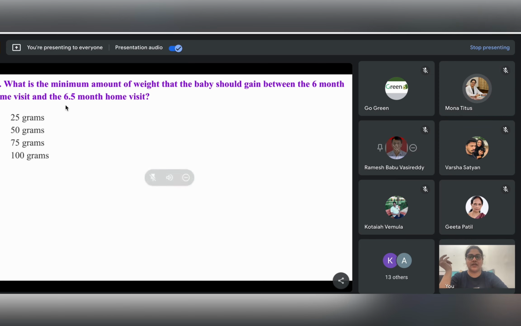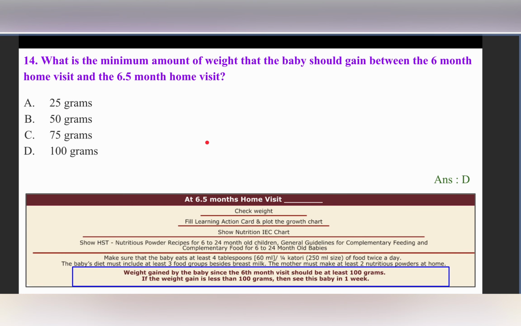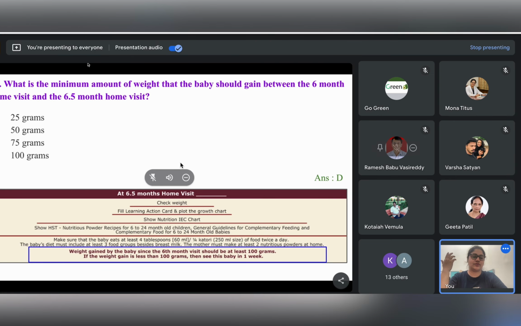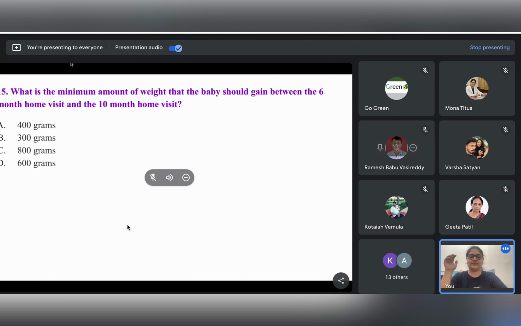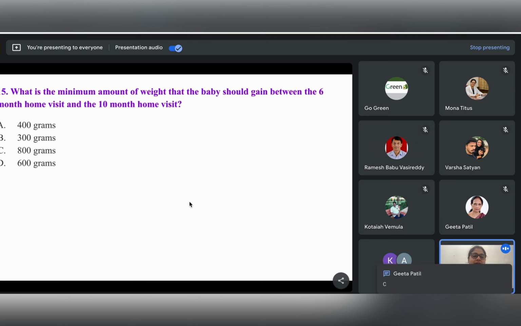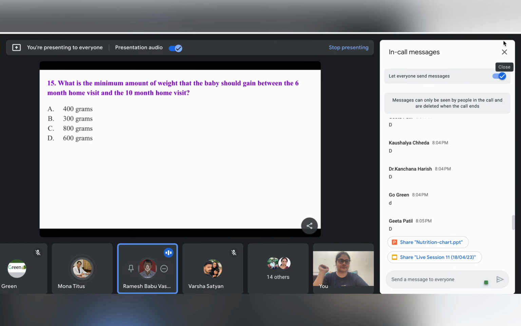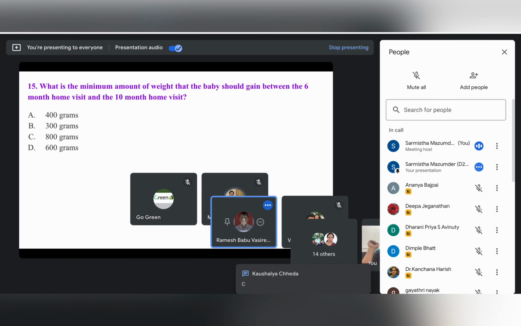Thanks. Yeah. So yes, 2 kinds of nutritive powders, and of course from 6 to 6.5 months it is 100 grams of weight gain, right? We have gone through this a lot of times and I know all of you remember very correctly. So we'll move on to our next question. What is the minimum amount of weight that the baby should gain between the 6th-month home visit and the 10th month home visit? Option C. 800 grams. Okay.